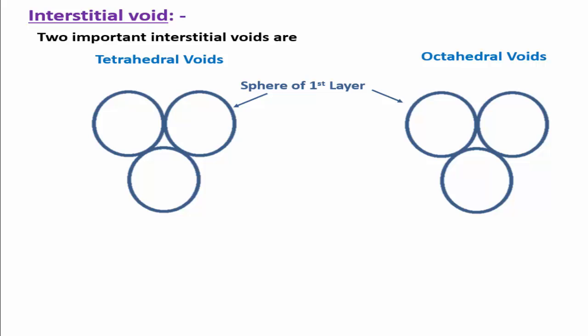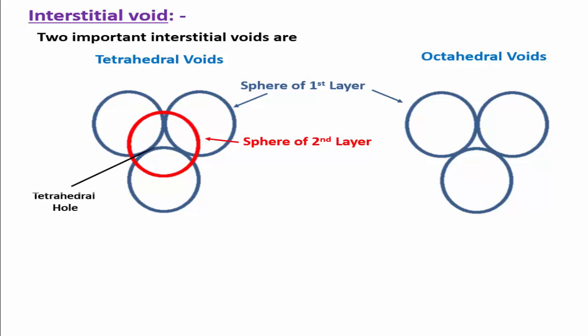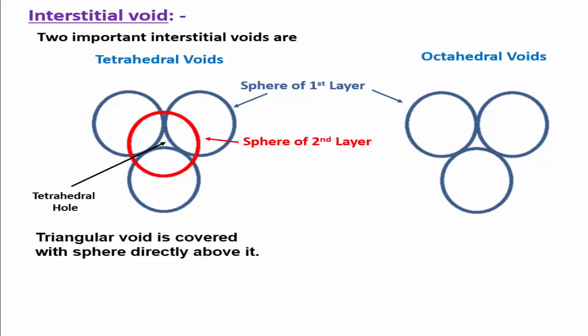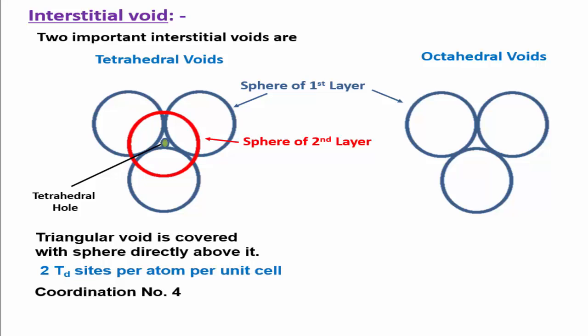Now if the second layer of spheres is exactly above the triangular void, that is, a triangular void is enclosed by a sphere, the space between the four spheres is called a tetrahedral hole. We should remember that there are two tetrahedral sites per atom in the unit cell. This tetrahedral void is a small void, and the atom which will occupy this small void will have coordination number 4 because it will be touching the four spheres.